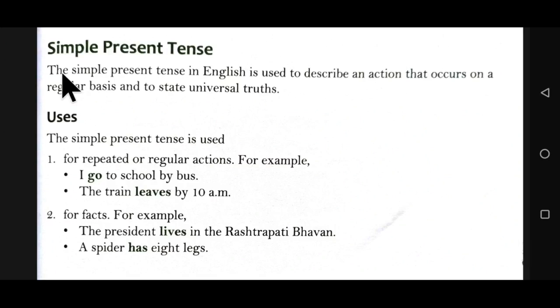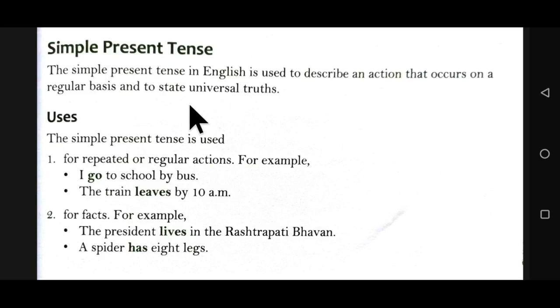English language. Now in simple tenses, firstly we are going to study about simple present tense. Now what is simple present tense or what does it describe? The simple present tense in English is used to describe an action that occurs on a regular basis or to state a universal truth. In other words, it is used to denote an action that happens on a regular basis or that action is repeated again and again.